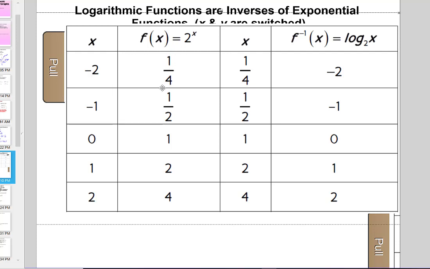2 to the -2 is a fourth. So on the logarithm graph, the (x, y) on the exponential graph has been switched around so that the y becomes x and the x becomes y. And your table should look like that when you're finished.